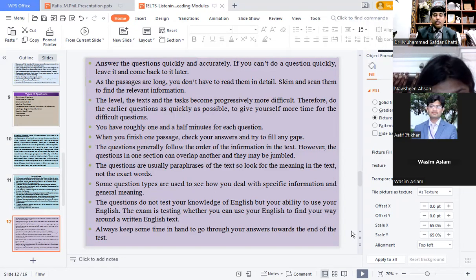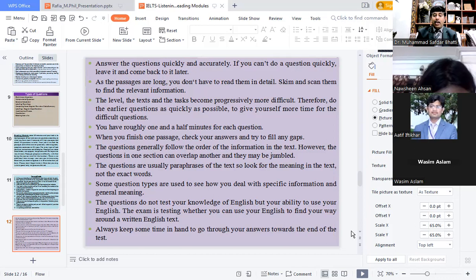The questions are usually paraphrases of the text, so look for the meanings in the text, not the exact words. Some question types are used to see how you deal with specific information and general meaning. The questions don't test your knowledge of English, but your ability to use your English. The exam is testing whether you can use your English to find your way around a written English text.